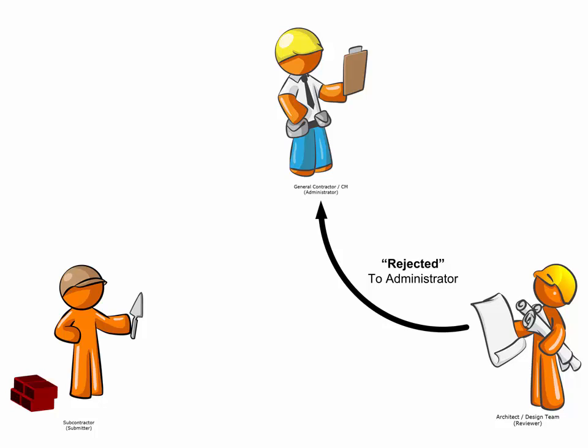In some situations, the architect or the design team will not like information about the items that were submitted. And in this case, they may reject the items and send it back to the construction manager. And in this situation, the overall process starts all over again.